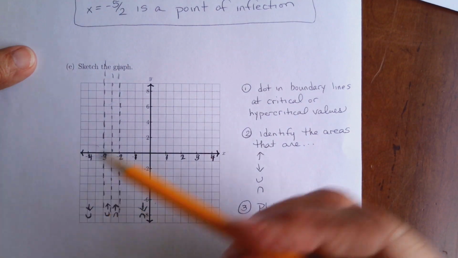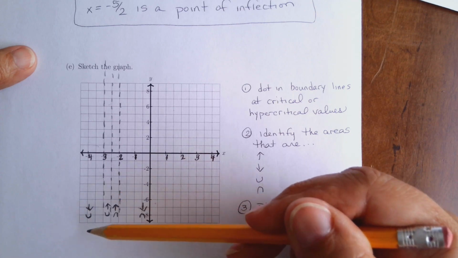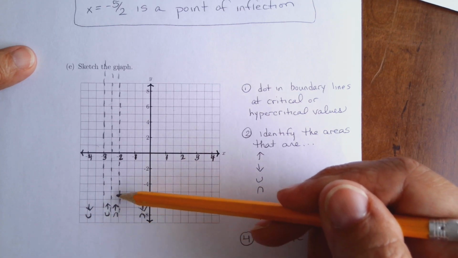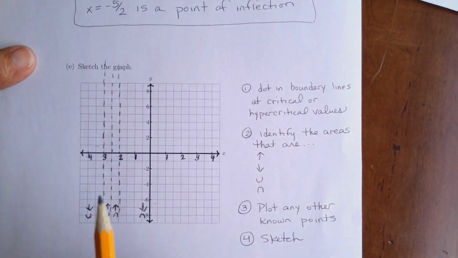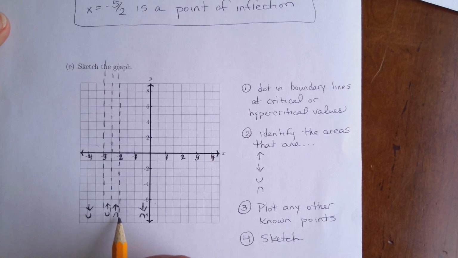So for every piece of the graph, every boundary, you have an increasing or decreasing, and you have a concavity, right? So you see that there. Notice from one to the other, something changes. From here to here, I stayed concave up, but I changed from decreasing to increasing. From here to here, I'm still increasing, but my concavity changed. And then from here to here, my concavity stays the same, but I go from increasing to decreasing.